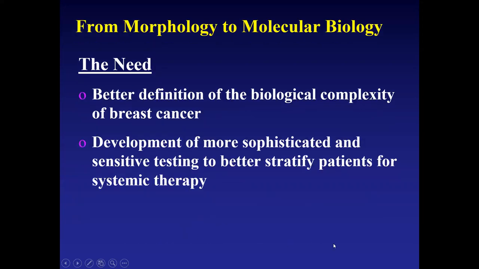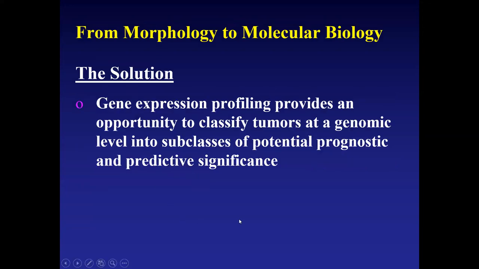That is the reason there was a need to better define the biological complexity of breast cancer, and that led to development of more sophisticated and sensitive testing to better stratify patients for systemic therapy. So the solution was development and introduction of gene expression profiling, which provides an opportunity to classify tumors at the genomic level into subclasses of potential prognostic and predictive significance.